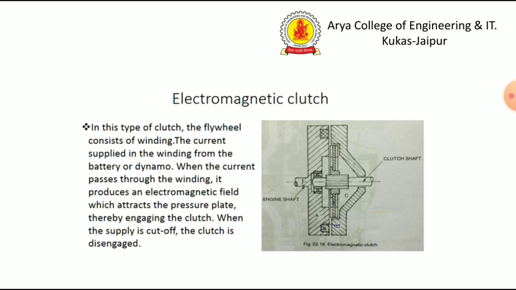Electromagnetic clutch. In this type of clutch, the flywheel consists of a winding. The current is supplied to the winding from the battery or dynamo. When the current passes through the winding, it produces an electromagnetic field which attracts the pressure plate, thereby engaging the clutch. When the supply is cut off, the clutch is disengaged and the transmission of torque is cut off.